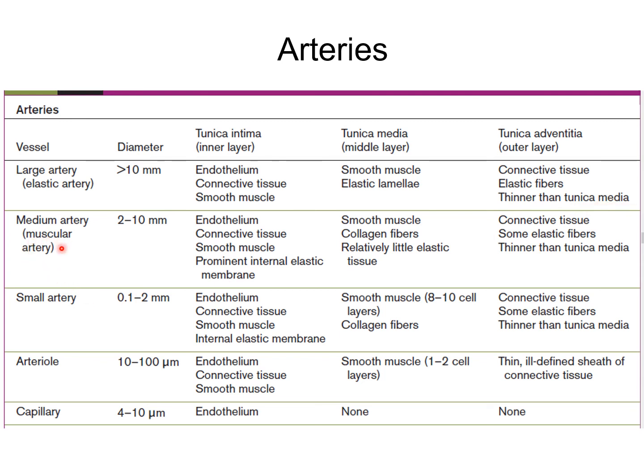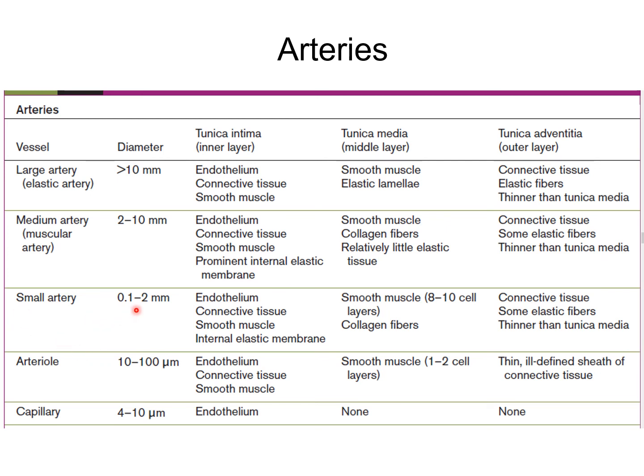The medium-sized artery or muscular artery, 2 to 10 millimeter in diameter, has endothelium, subendothelial connective tissue, which contains some amount of smooth muscle and a prominent internal elastic membrane. In the tunica media, there are smooth muscle, collagen fibers, relatively little elastic fibers. And tunica adventitia contains connective tissue, some elastic fibers, which are thinner than tunica media.